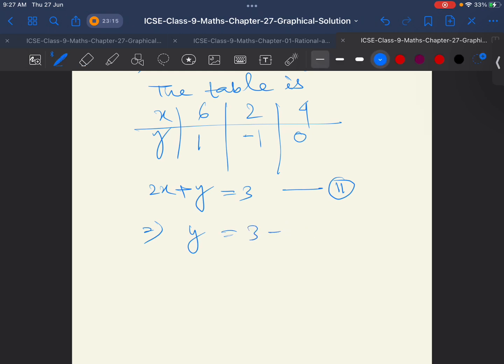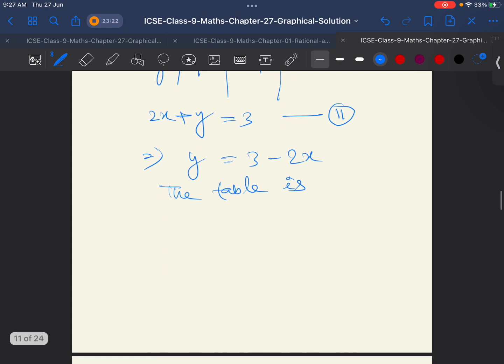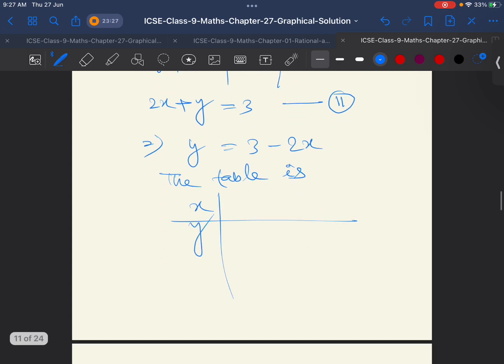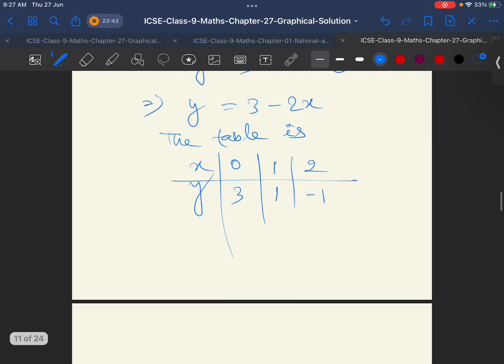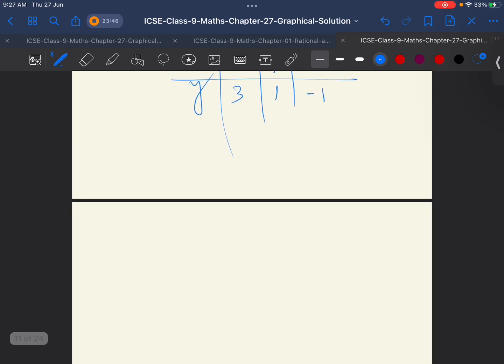Okay, the table is, so for x equals 0, y equals 3; x equals 1, y equals 1; x equals 2, y equals minus 1. Okay, now plotting these points in the graph.